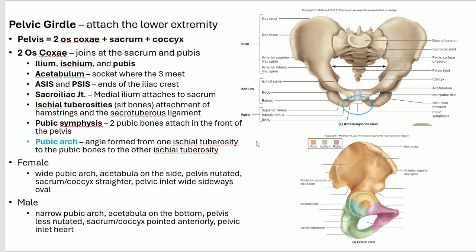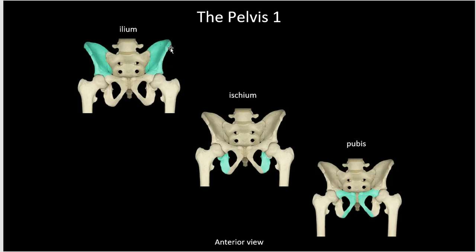In females, the acetabula are going to be on the side, whereas the acetabula in males are going to be more towards the bottom. Let's see, what else? Sacrum coccyx is straighter in females. Male sacrum coccyx is pointed anteriorly. The pelvic inlet in females is going to be more oval shaped, and in males the pelvic inlet is going to be a lot more heart shaped, which we do have pictures of as well. So here's the ilium right there, the ischium, and the pubis, and that's the pubic symphysis. That's the pubic arch right there.